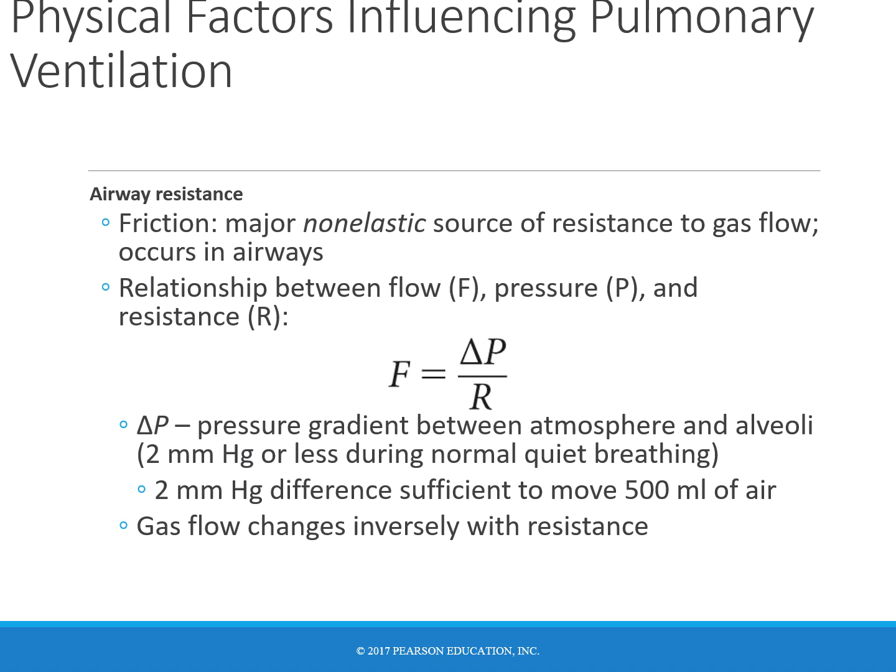So airway resistance: friction is the major non-elastic source of resistance to gas flow, just like we saw with blood flow. This is what occurs in the airways, so we're talking about the trachea, the bronchioles, and all that sort of thing. The relationship between flow, pressure, and resistance: flow is equal to a change in the pressure divided by the resistance. The change in pressure is the pressure gradient between the atmosphere and the alveoli, which is typically about 2 millimeters of mercury or less during normal quiet breathing. That's sufficient to move about 500 milliliters of air. So gas flow changes inversely with resistance. Just like we saw with blood flow, if there's more resistance, then it makes it harder for it to flow.